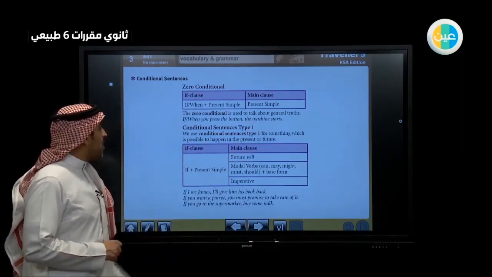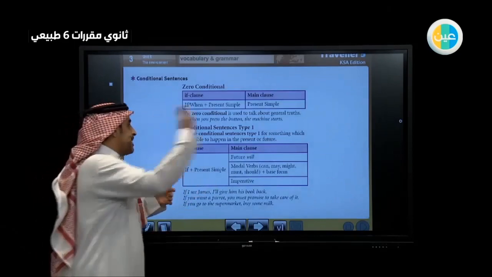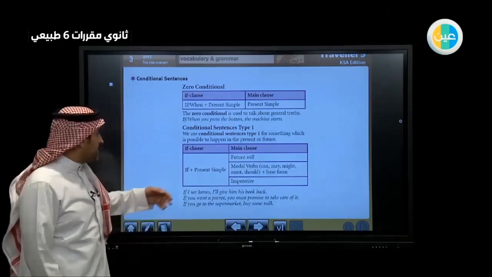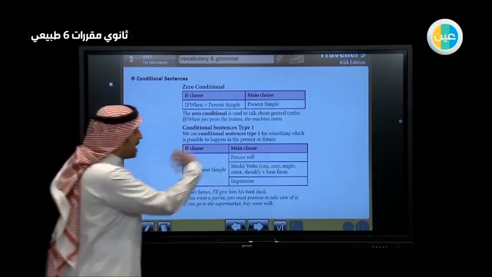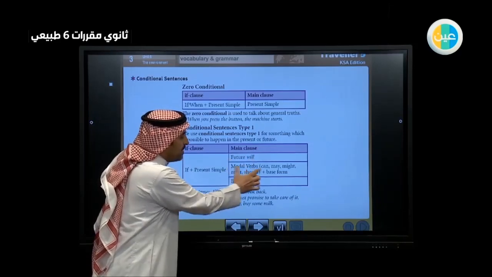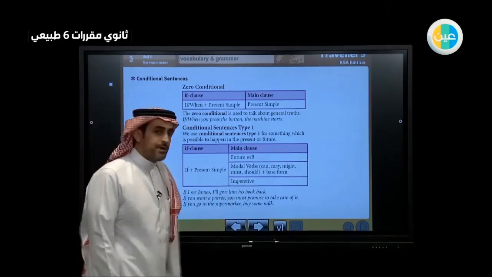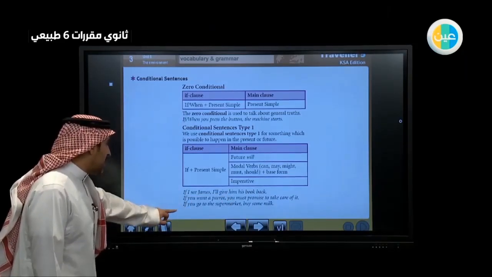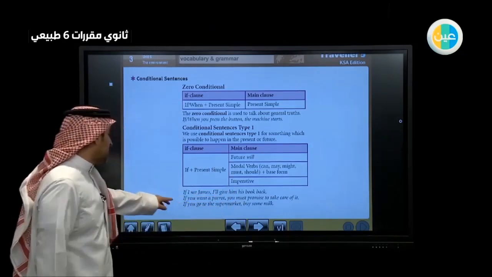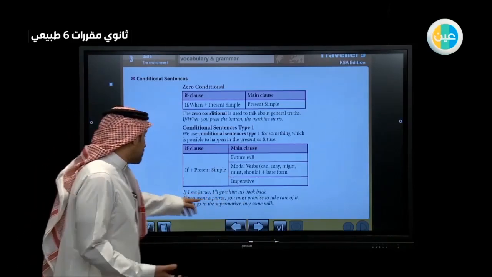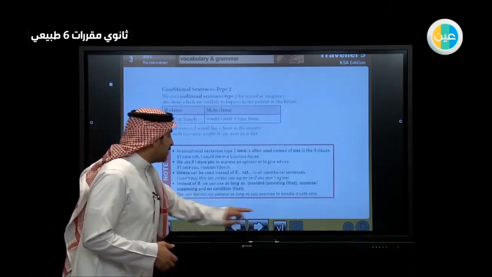Conditional sentence type 1. We use conditional sentence type 1 for something which is possible, maybe happening in the future or present. In this case we use if with the present simple in the if clause, and then in the main clause we can use future or a modal verb like can, may, might, must, should with the base form, or imperative. Look at these examples. If I see James, I will give him. This is in the future. If you want a parrot, you must promise to take care of it. It's in the future. Also the last one in the future.